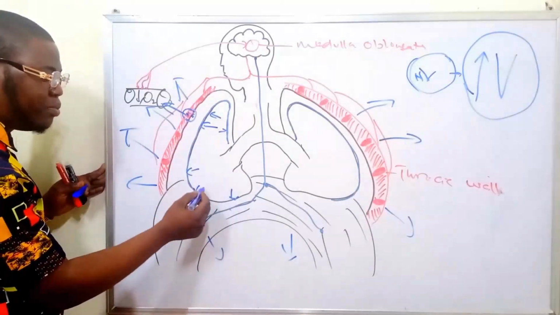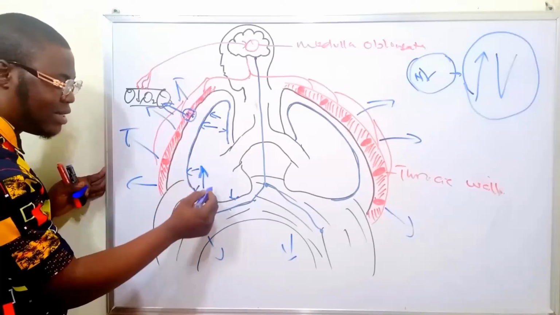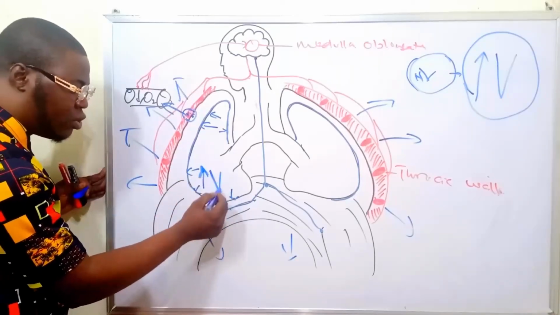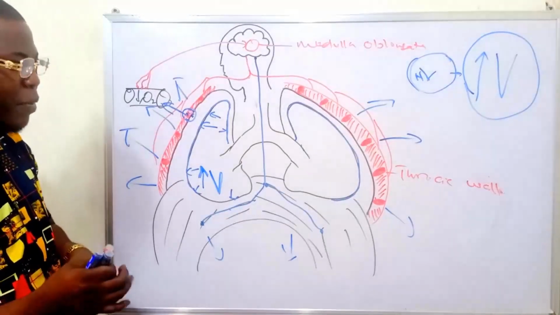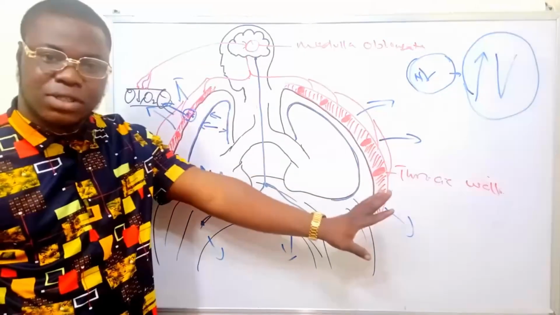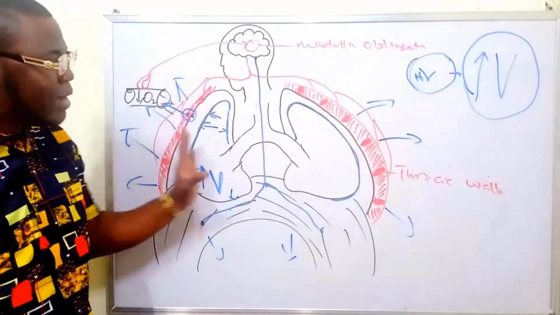And then the lungs too will become bigger, which means there's going to be an increase in the volume of the what? Of the lungs too. I hope you understand that. Let me come back a little bit. The point is that due to the inspiratory phase, we're still on it actually. So there's going to be expansion of the what?